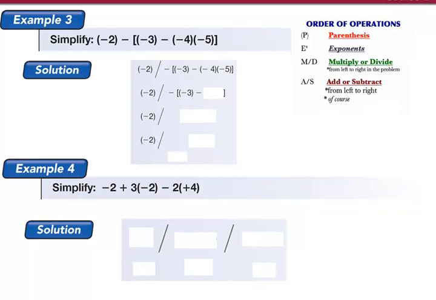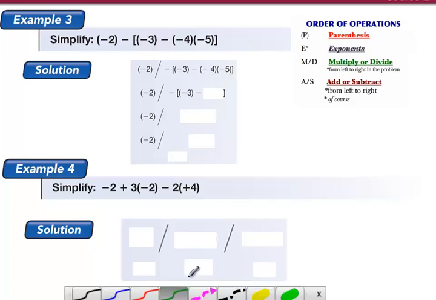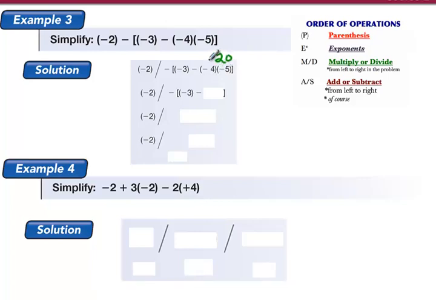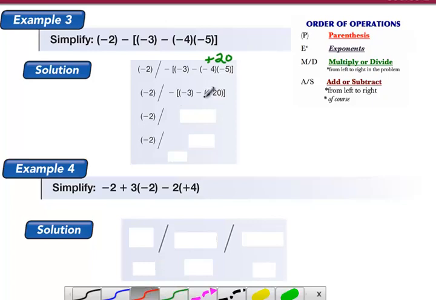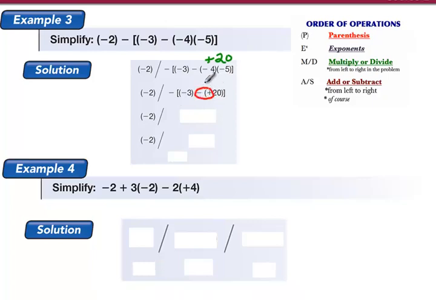Example 3. Simplify negative 2 minus brackets negative 3 minus negative 4 times negative 5, close the brackets. So we will begin by starting inside with the brackets. We know that we will have to multiply first, so 5 times 4 is 20. A negative and a negative is a positive. So we will replace that with a positive 20. Then we know that we have to simplify. A negative and a positive is a negative. The signs are the same, so we will add and keep the signs the same. So we have a negative 23.